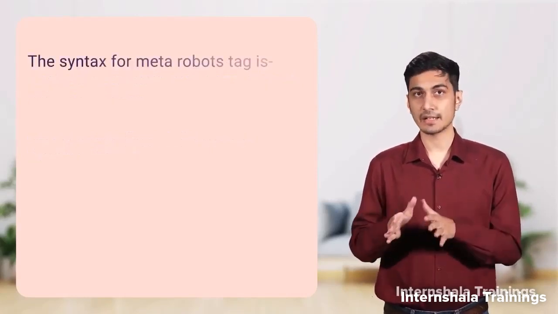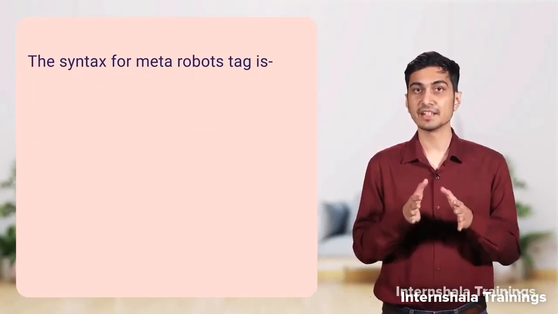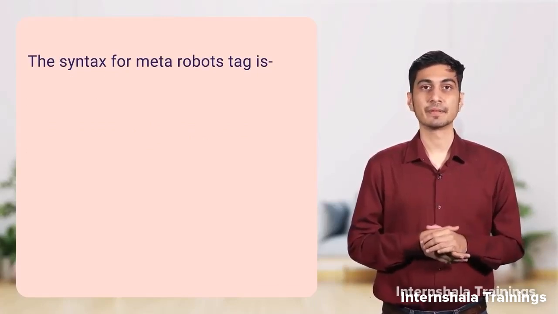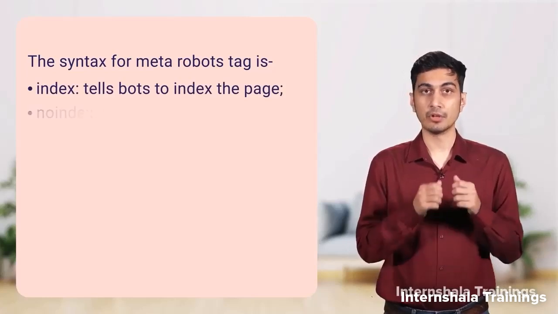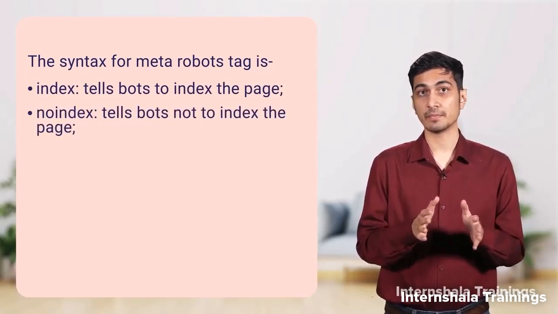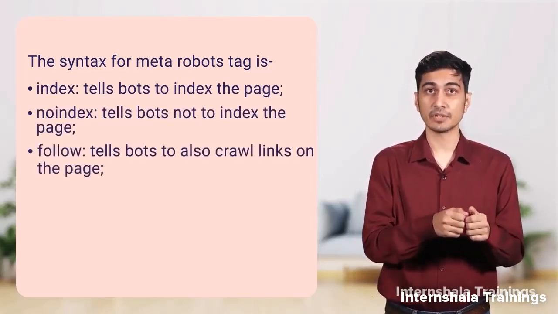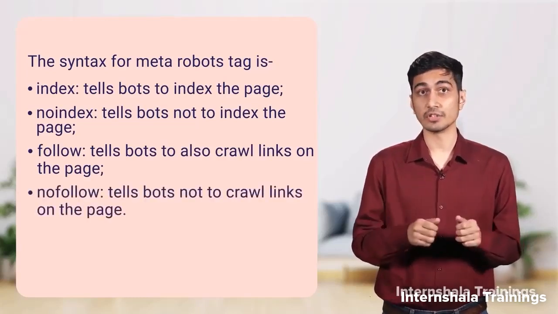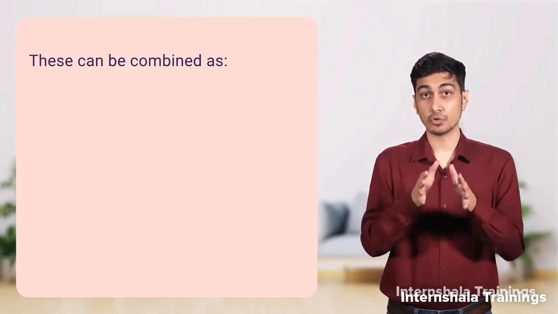Here, index and follow are commands that are set by us. Let us understand what they mean and what other commands are possible. Index tells bots to index the page. No index tells bots to not index the page. Follow tells bots to also crawl links on the page. And finally, no follow tells bots not to crawl links on the page. You can combine these in any of the ways shown on the screen.